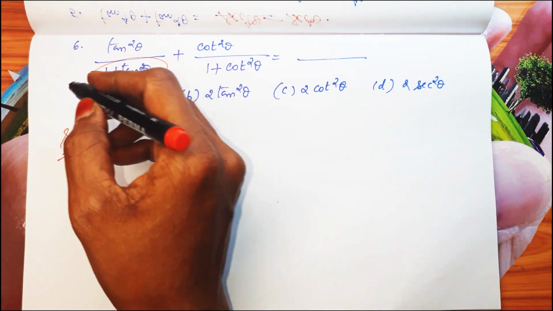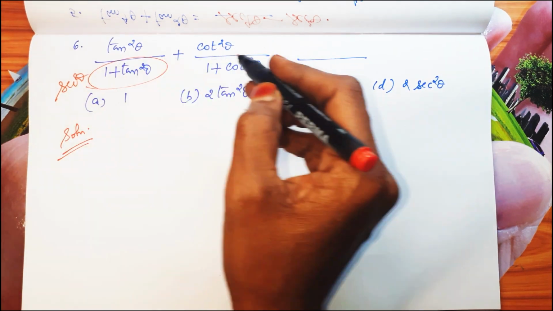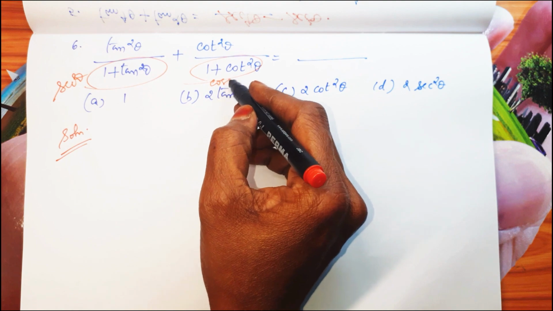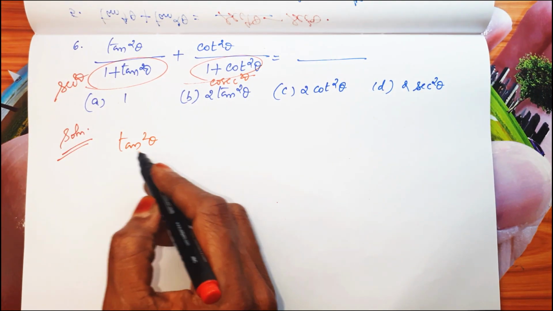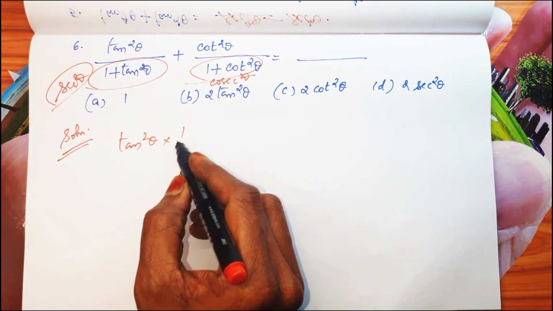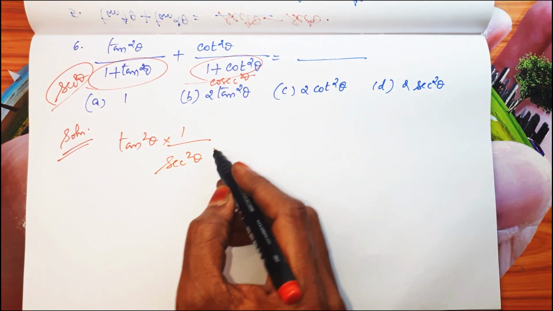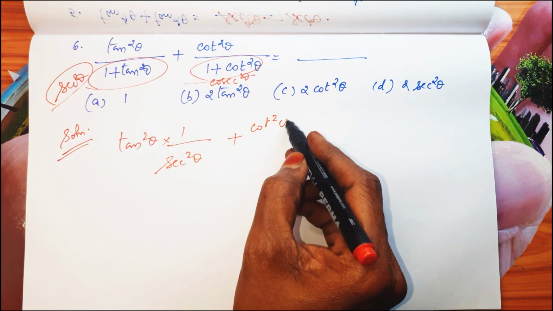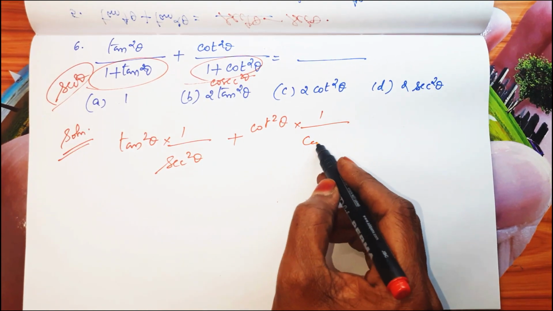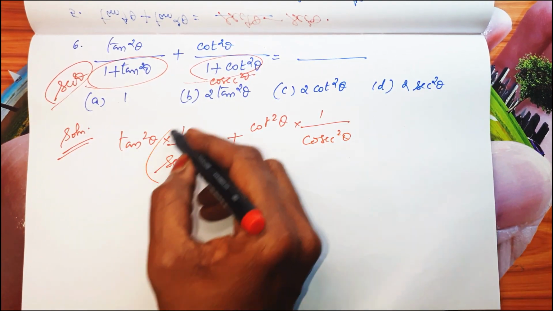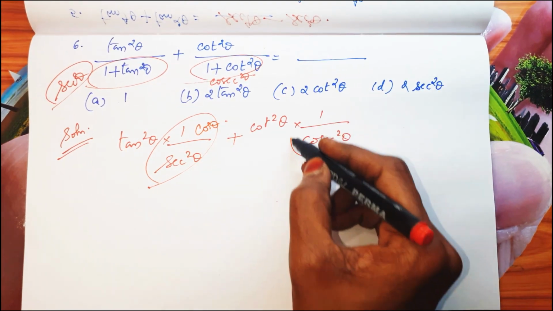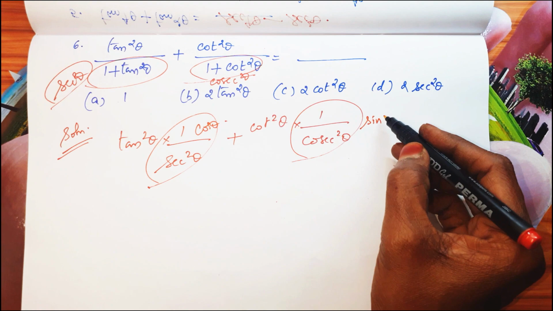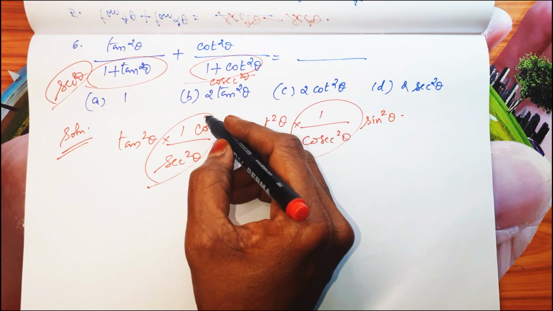We know that 1 plus tan squared theta is secant squared theta and 1 plus cot squared theta is cosecant squared theta. So it is tan squared by secant squared, that is, 1 by secant squared theta, plus cot squared into 1 by cosecant squared theta. 1 by secant squared is cos squared theta. 1 by cosecant squared is sin squared theta.